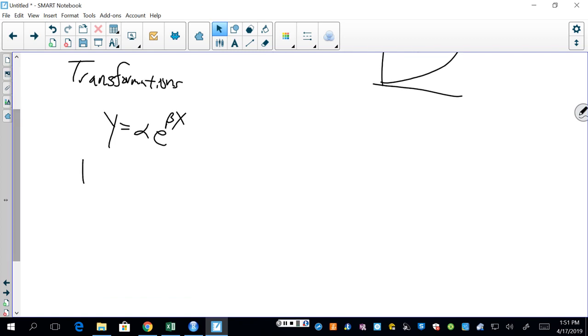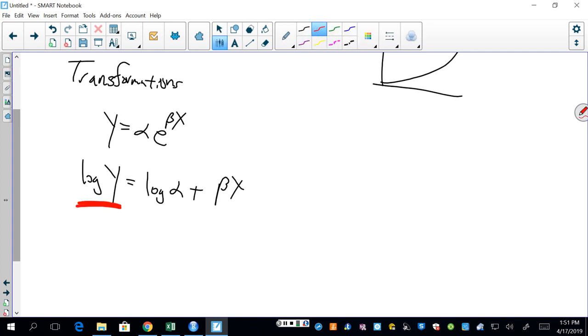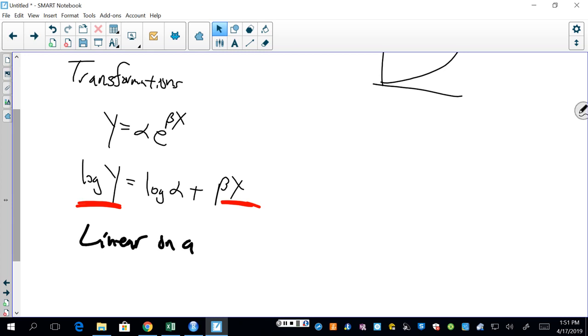However, if you take logs of both sides, the way logs work, the natural logarithm, the log of a product is the sum of the logs. This is how it works mathematically. And the log of e to a power is its natural log, then is just beta times x. So what you end up with is that this log variable versus this one is a linear relationship, that it becomes straight. So linear on a log scale.